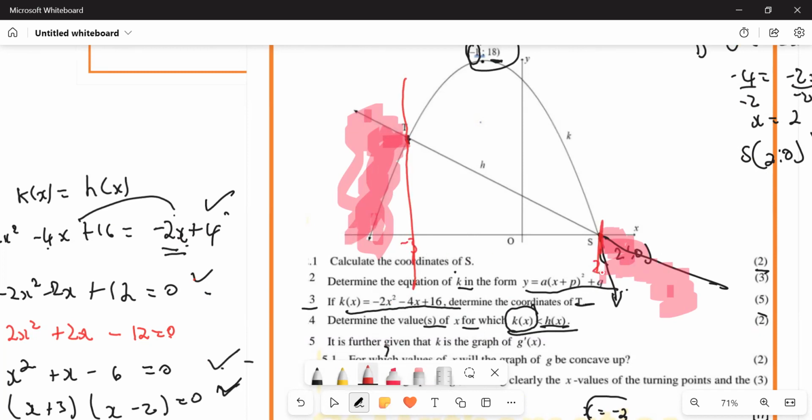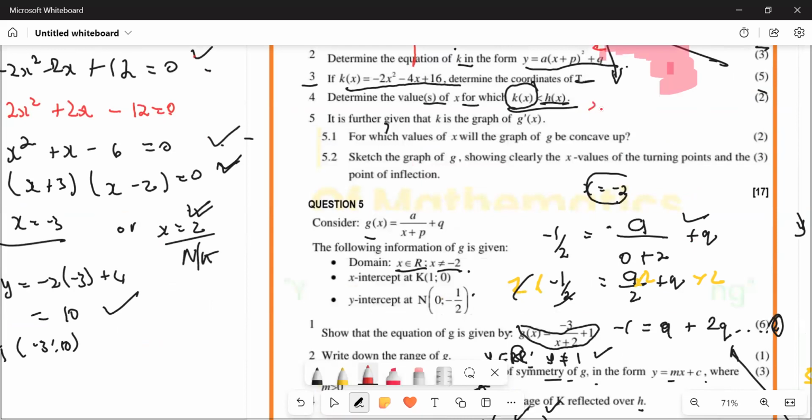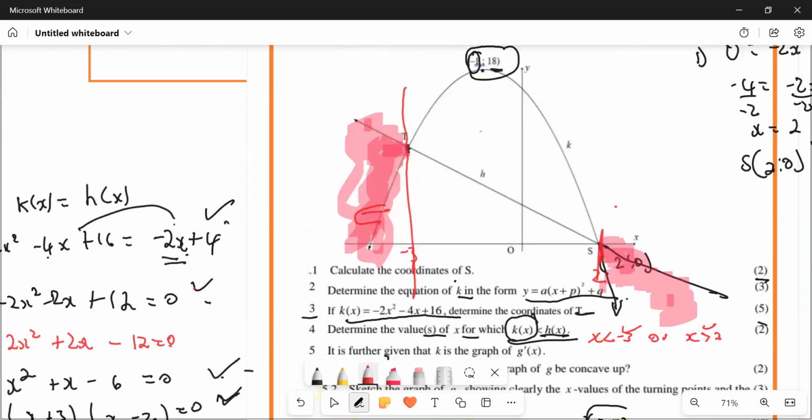What is x here at the point of intersection? X is equal to what? To 2. Values on this side, are they bigger than -3 or less than -3? Less than -3. So you're going to tell them here, x is going to be less than -3, or x is going to be greater than 2. You get 2 marks here.